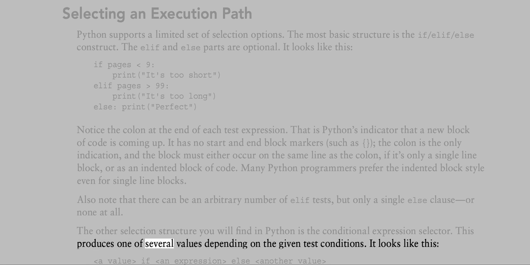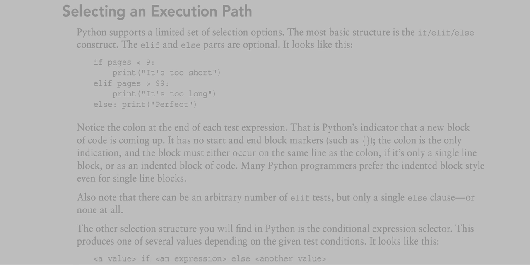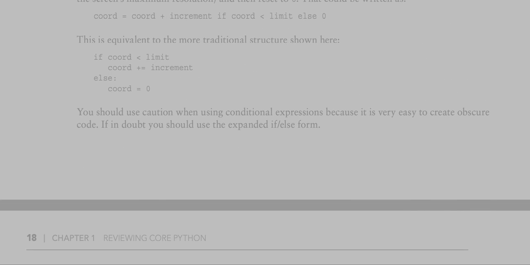This produces one of several values depending on the given test conditions. It looks like this: a value if an expression else another value. An example might be where a screen coordinate is being incremented until a certain limit, perhaps the screen's maximum resolution, and then reset to 0. That could be written as coord = coord + increment if coord < limit else 0. This is equivalent to the more traditional structure shown here: if coord < limit: coord += increment, else: coord = 0.